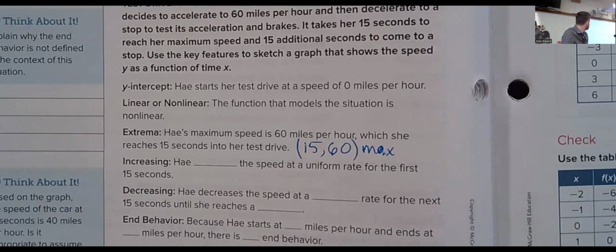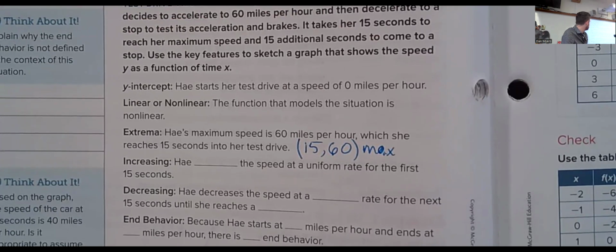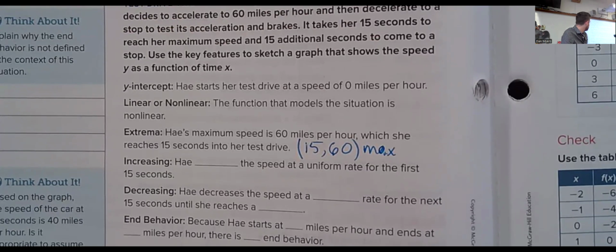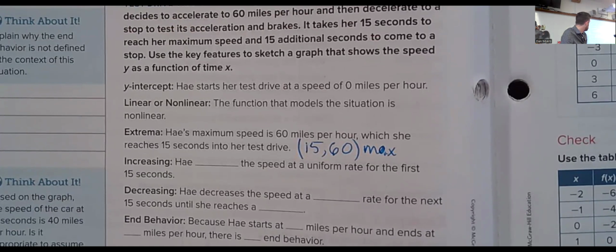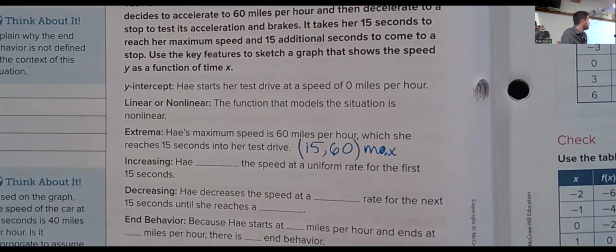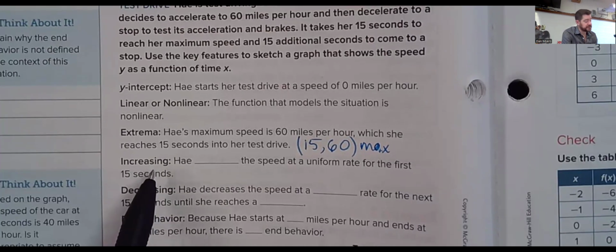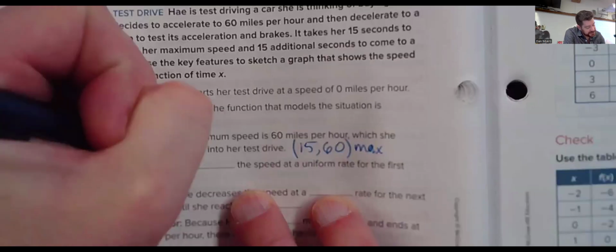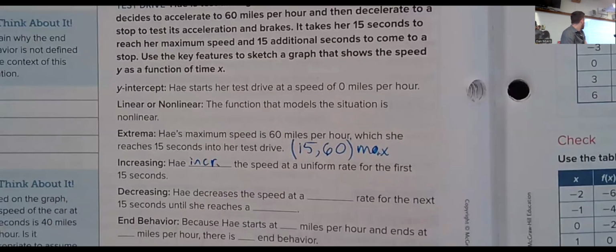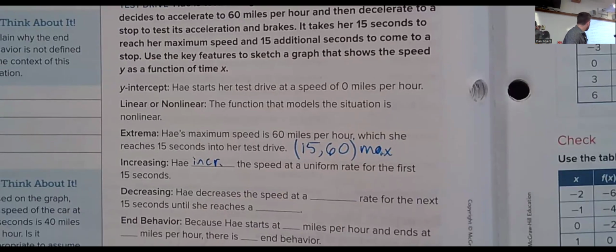So it takes her 15 seconds to reach the maximum speed, an additional 15 seconds to come to a stop. So let's see, blank the speed at a uniform rate for the first 15 seconds. What do we think? Probably has to do with increasing, so probably increases the speed. So I'm just going to abbreviate that, INCR, period. Increases the speed at a uniform rate.